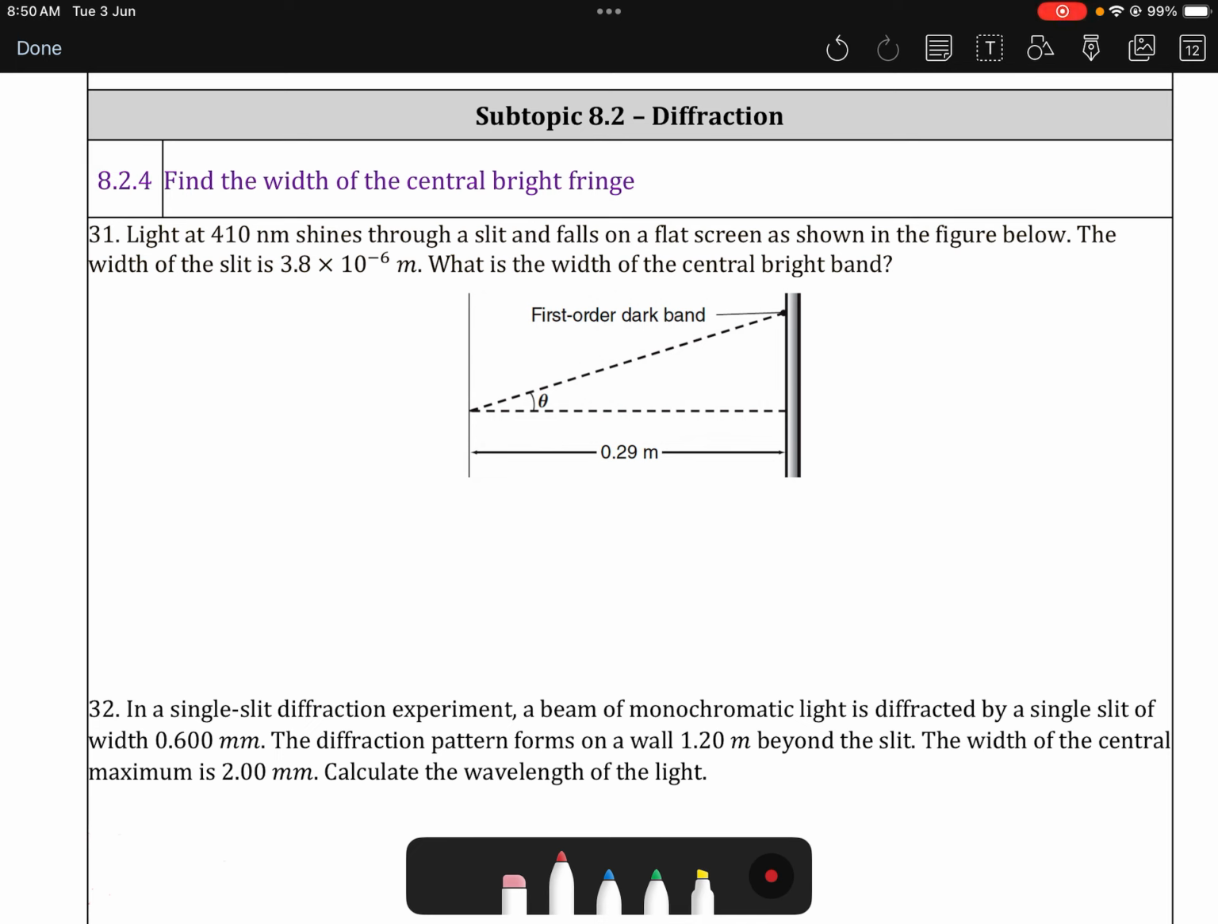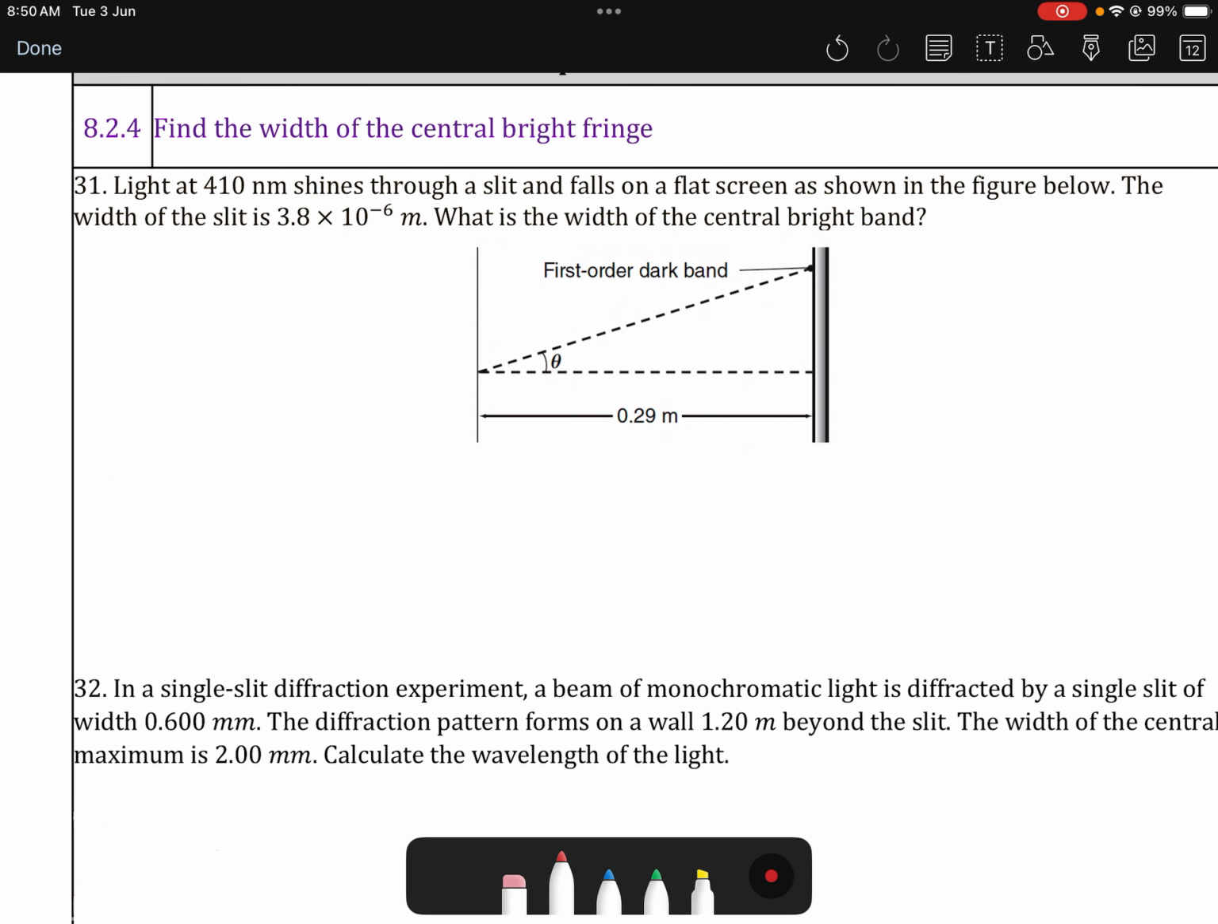Okay, please read the question. We need to find the width of the central maximum fringe. W, the width, equals 2y1, twice y1, which equals 2 times lambda L over a.